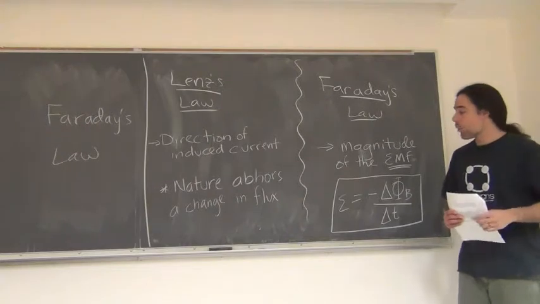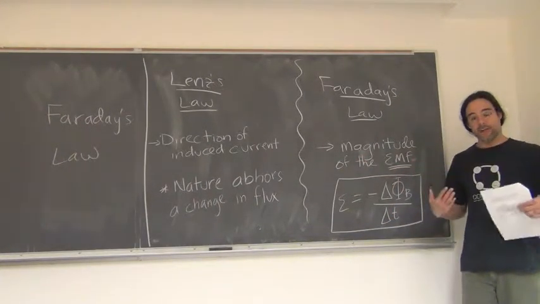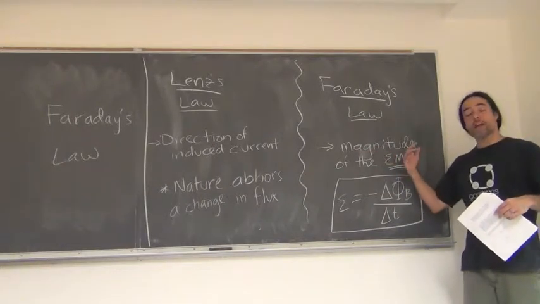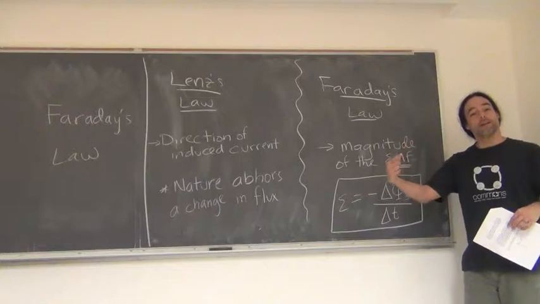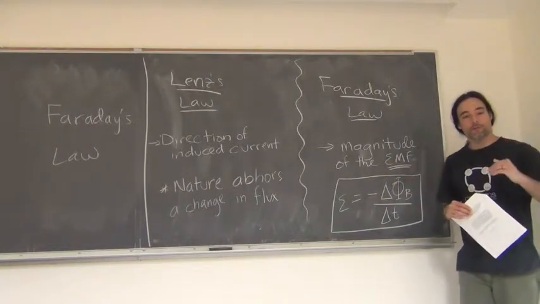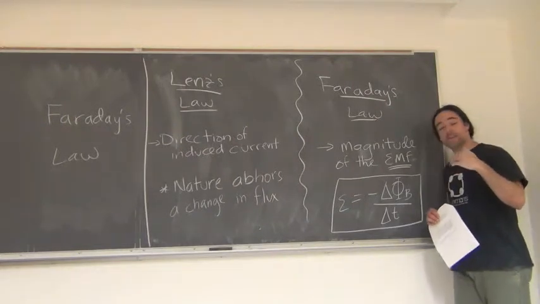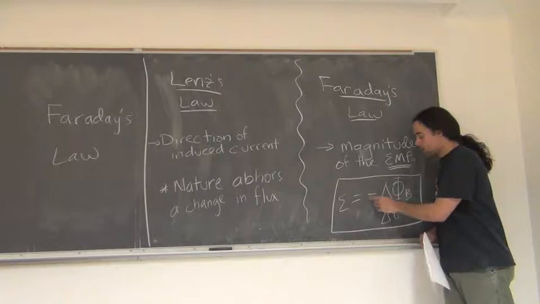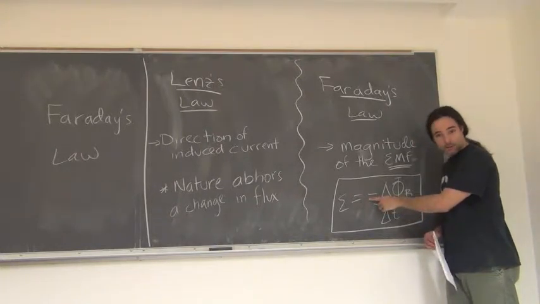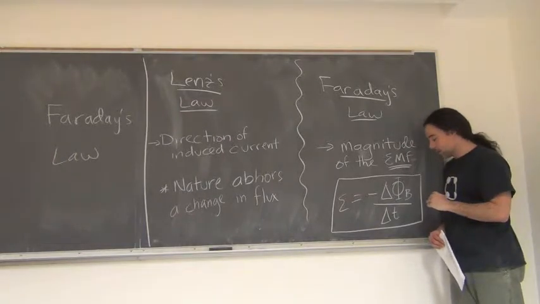So nature abhors a change in flux, and to get rid of that change in flux, it's going to create this electromotive force, which will create a current that will create a magnetic field that will oppose the change in flux. The fact that you're going against the change in flux is why you have a minus sign here, because you're trying to make a magnetic field that cancels out any change in magnetic flux.